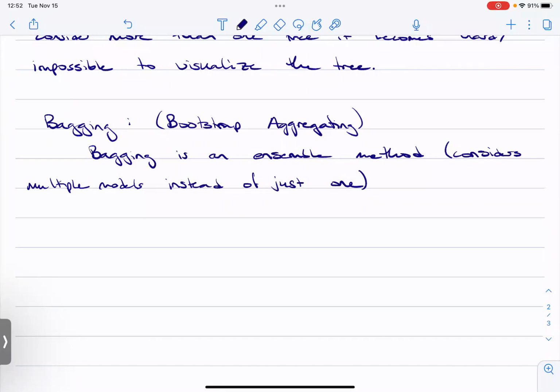But each new model is fit to a bootstrap resample. And so we're bootstrapping the data, so we're always fitting to the same sample size. But remember, bootstrapping is when we're resampling with replacement, right? So we're creating a new data set essentially for each model that we build, but based off of the original data.